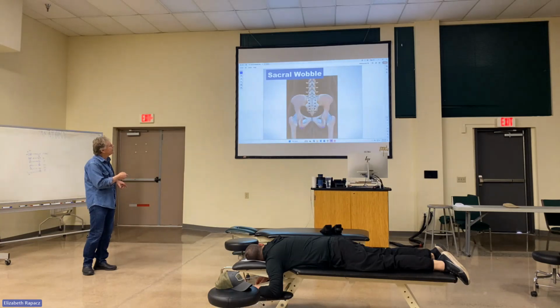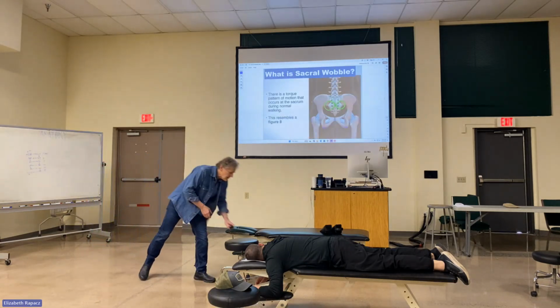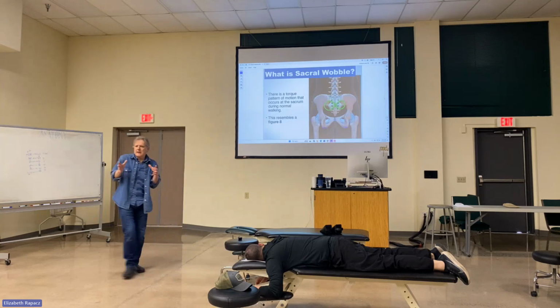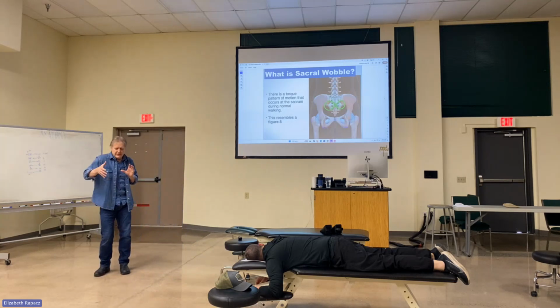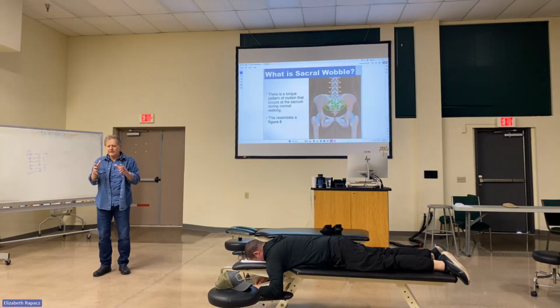Here we go. Okay, sacral wobble. Category 1 is kind of a torsion, like the pelvis is doing this all the time. Then it gets injured, or the muscles get out of balance, or something happens, and now it's doing this. That's category 1. Or it's doing this. That's category 2.